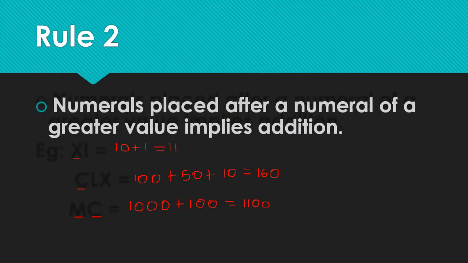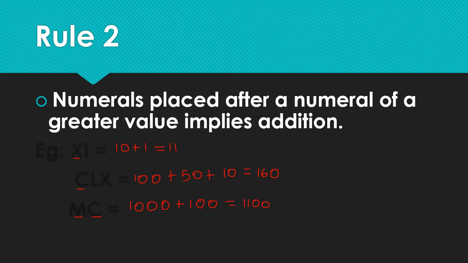Rule 2: Numerals placed after a numeral of a greater value implies addition. What does this mean? When a smaller numeral is placed after a greater numeral, then you have to add. See here, XI. What is the value for X? That is 10. This is the greater value. Then I is the smaller value. So when you get a greater value with a smaller value, you have to add. So now you will get 10 plus 1, 11.